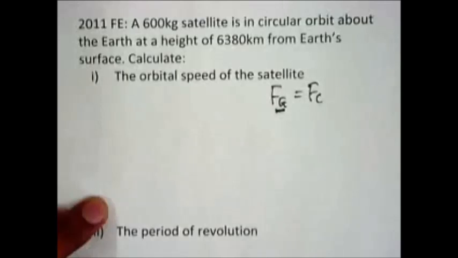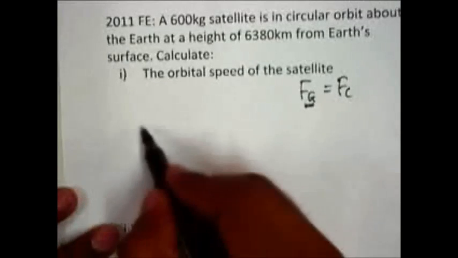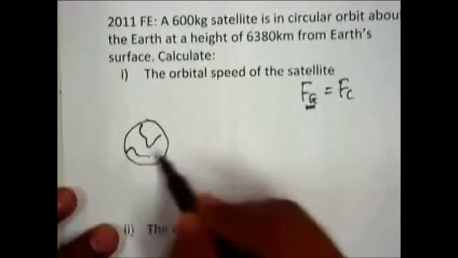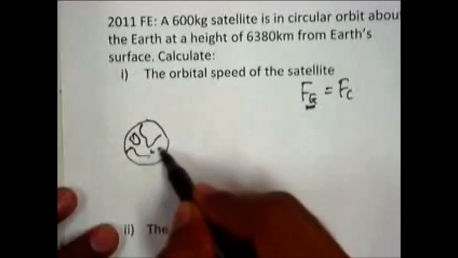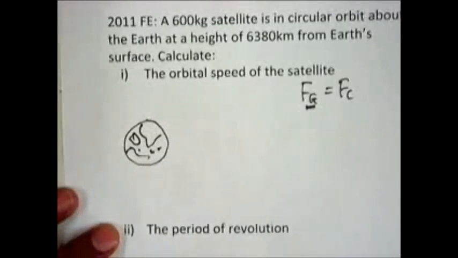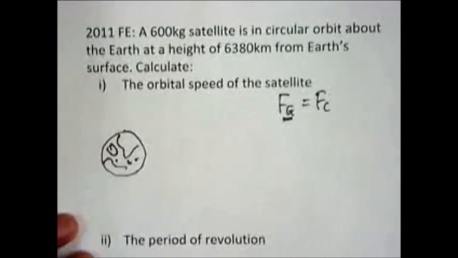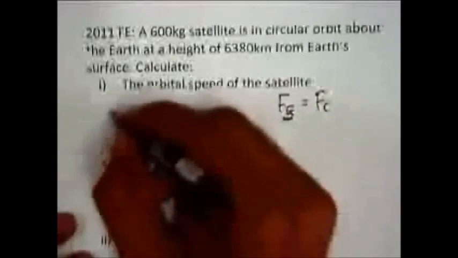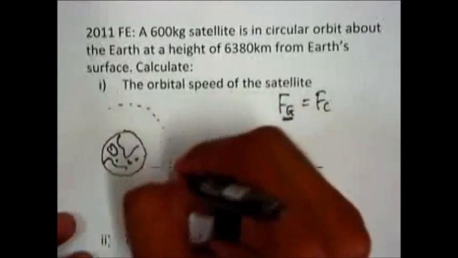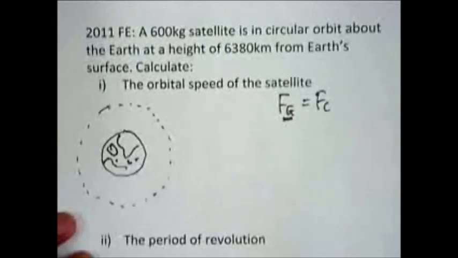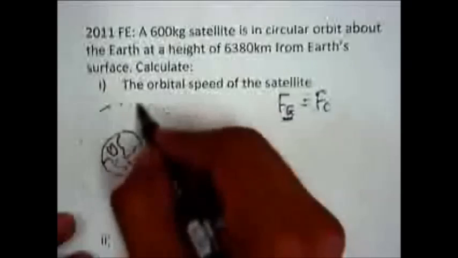Now if I draw this scenario, it's something like this, right? We have Earth here, and the satellite is in circular orbit from the surface of the Earth. Somewhere there the satellite is orbiting the Earth.